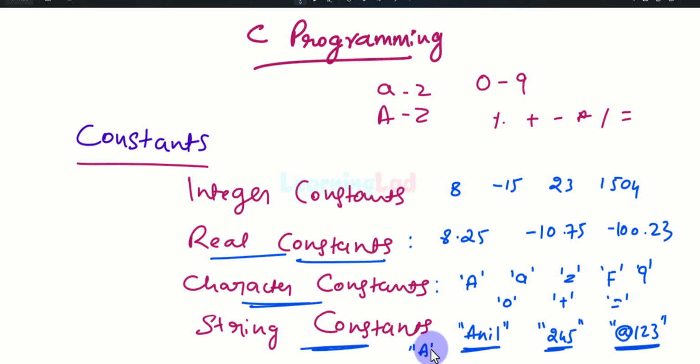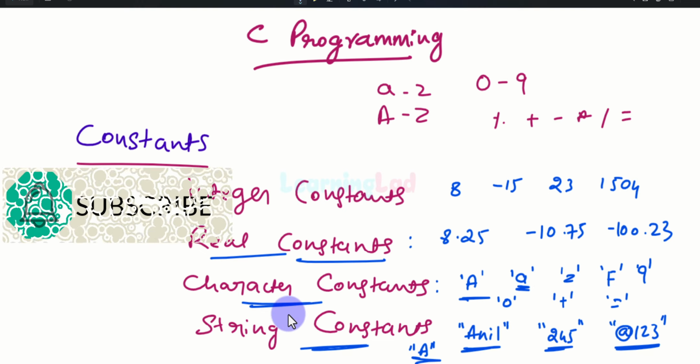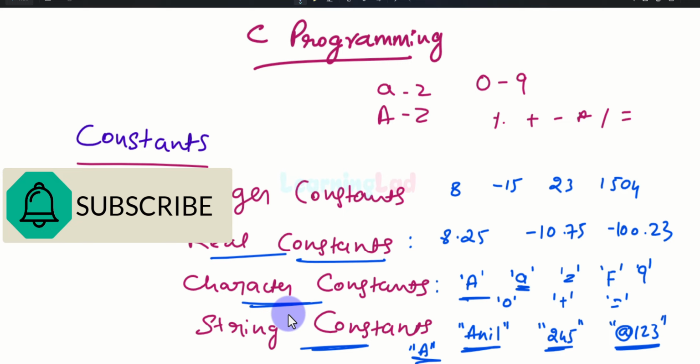For example, capital A. The difference between the character constant and the string constant is that character constants are written between the inverted commas or single quotes, and the string constants are written between double quotes. And in the character constants, we have only one single character. The string constant can contain one or more characters.